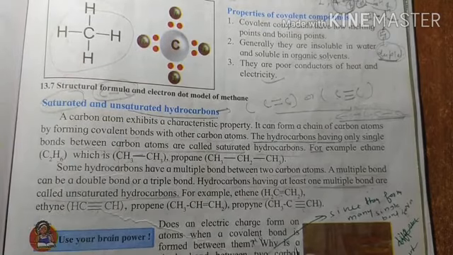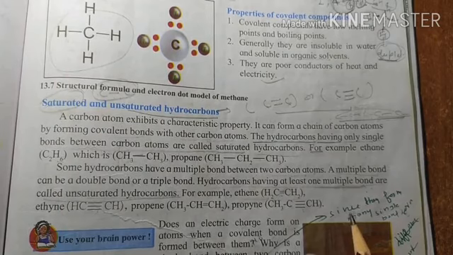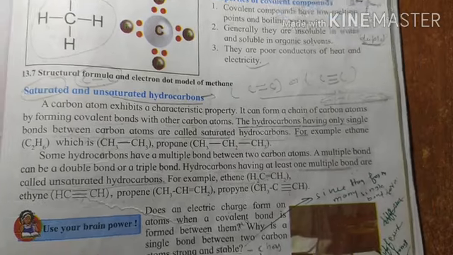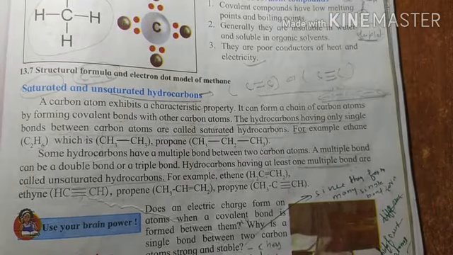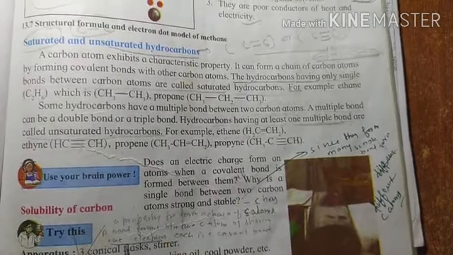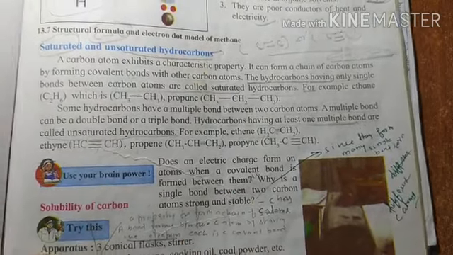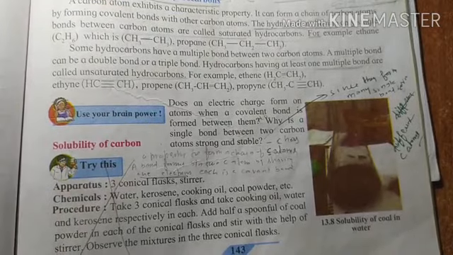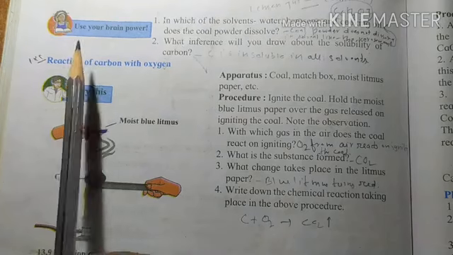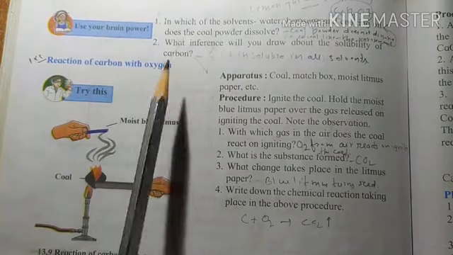Why is a single bond between two carbon atoms strong and stable? The reason is, I have written here, since they form many single bonds from different carbon atoms, right? That's why they are strong and stable. This is omitted, but if you want to read, you can read. Use your brain power. This is omitted again.